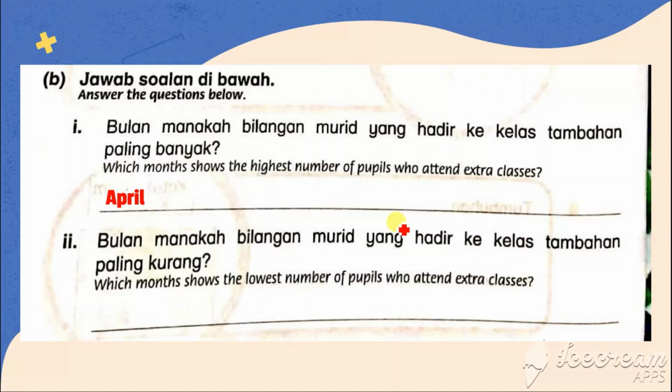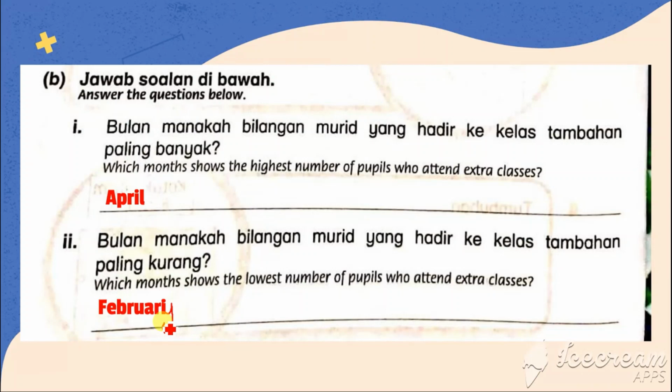Okay, let's go to the next question. Which month shows the lowest number of pupils who attended extra classes? Let's see which one shows the lowest. Okay, it's February. So your answer will be February. So this is how you answer the questions. It doesn't have to be very long, just short and sweet. Okay, so this is how they will ask communicating questions.